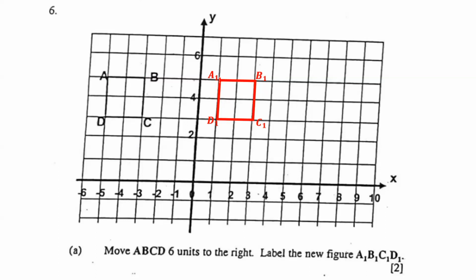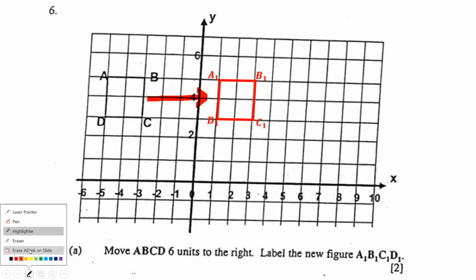We draw line segments to connect them. And that's how we get the new image A1, B1, C1, and D1. And so the image in red is this image moved over 6 units to the right. And so that's the correct answer for this question.